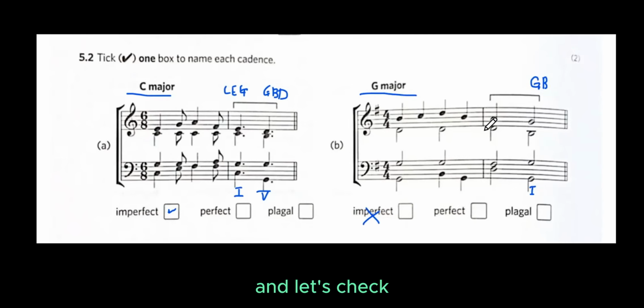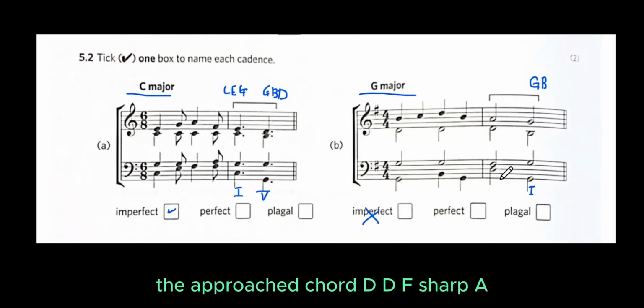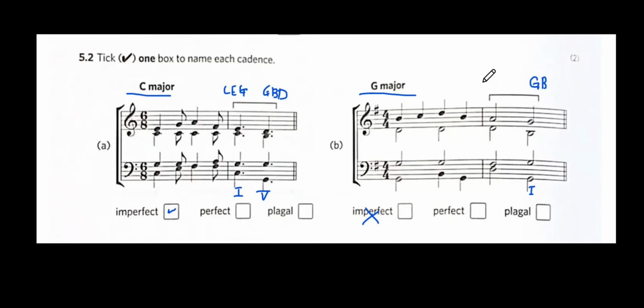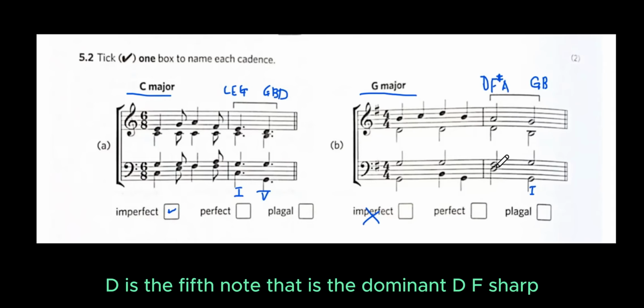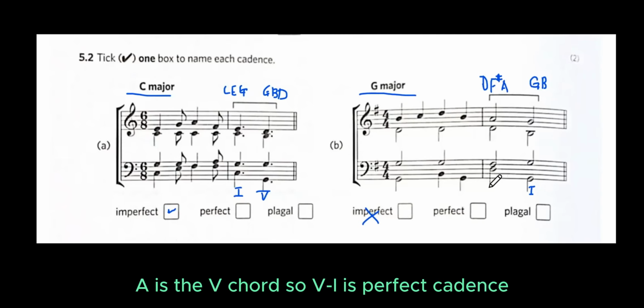And let's check the approached chord. D, F sharp, A. According to G major, D is the 5th note. That is the dominant. D, F sharp, A is the 5 chord. So 5 to 1 is a perfect cadence.